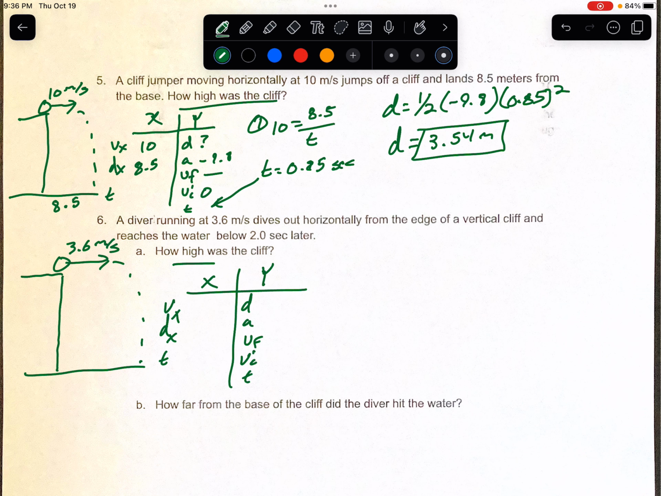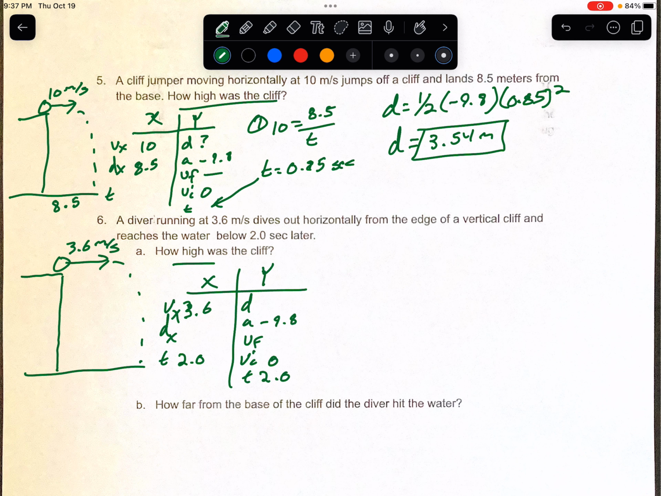Again, feel free to pause this. I know I'm kind of trying to go fast. I don't want to make the video too long. So our Vx is going to be 3.6. We have that. dx we don't know. Time we do know, 2.0, and we can put that 2.0 on both sides. And we know a is negative 9.8, and Vi is going to be 0.